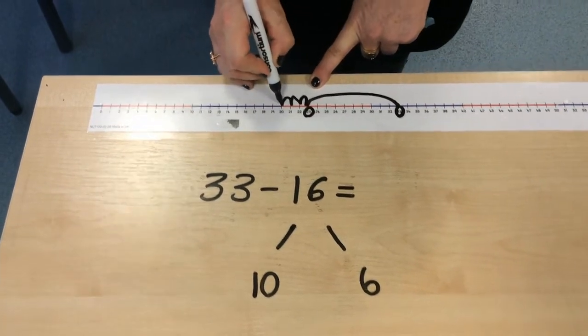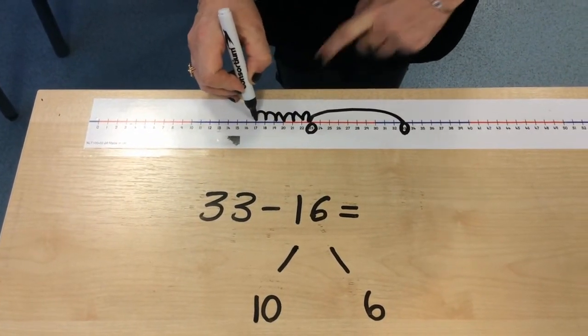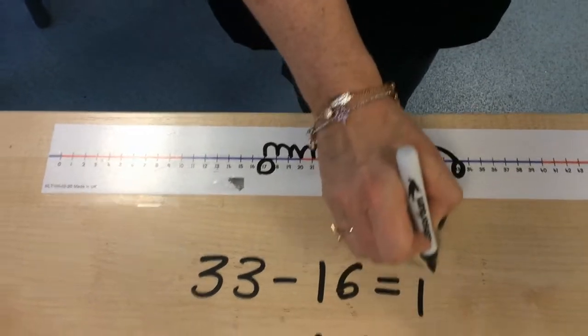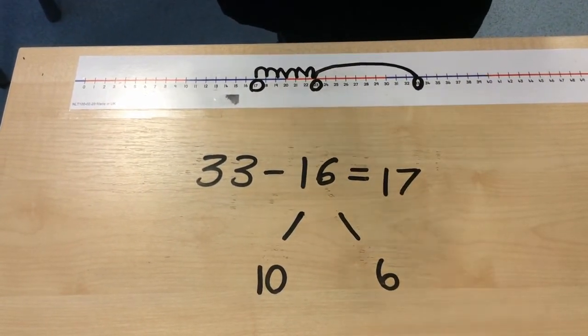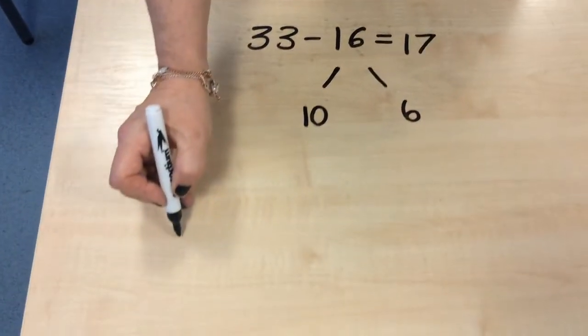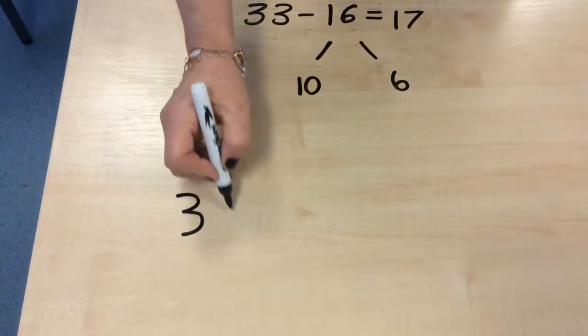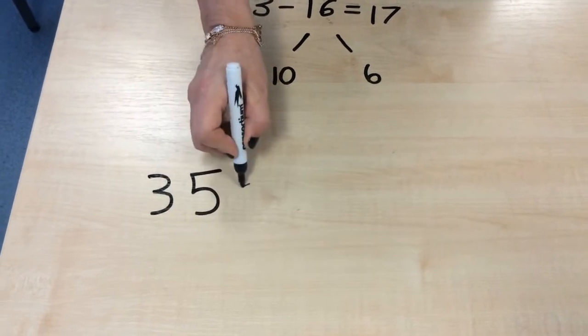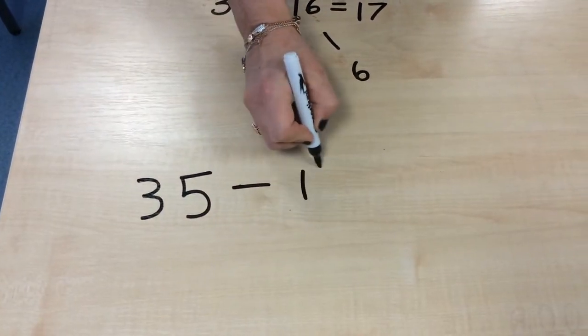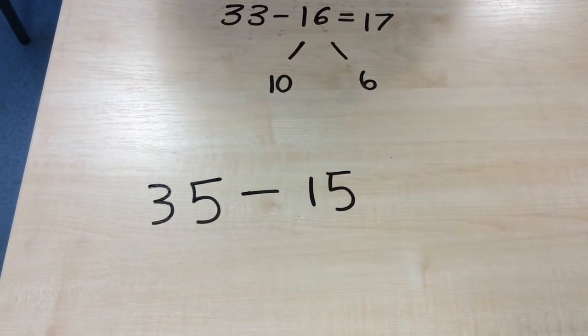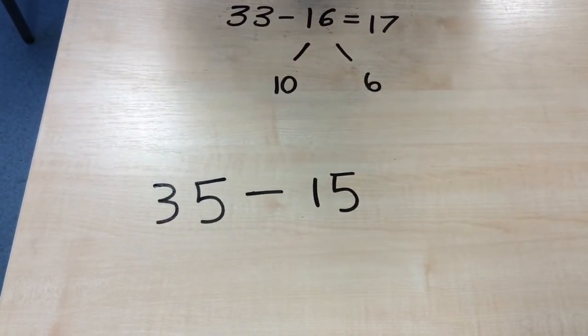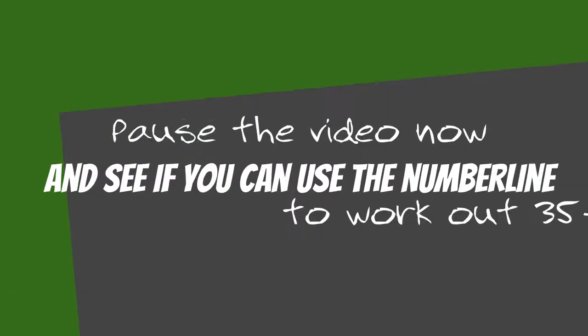1, 2, 3, 4, 5, 6. I've landed on 17. I want you to have a go at that. Maybe you can practice these ones. 35, take away 15. Have a go at that one, and maybe then you can have a go at another one that you can make.